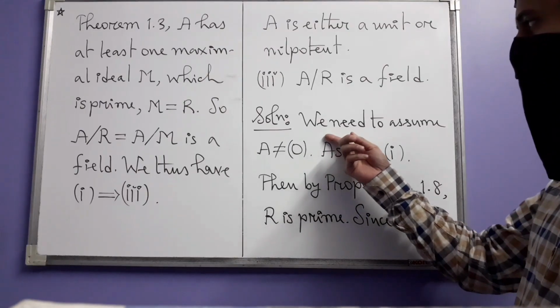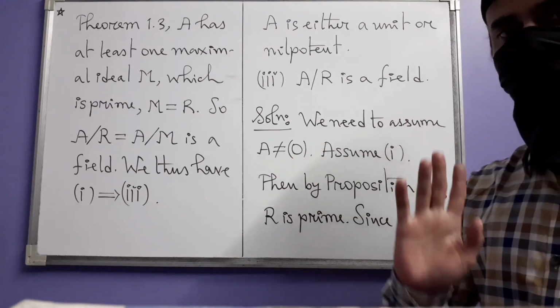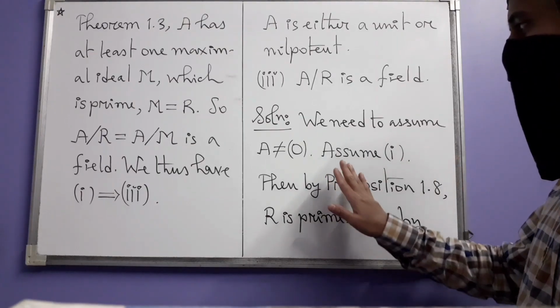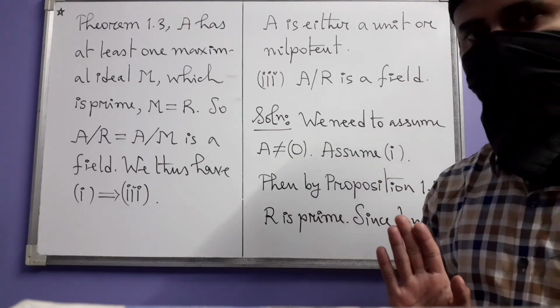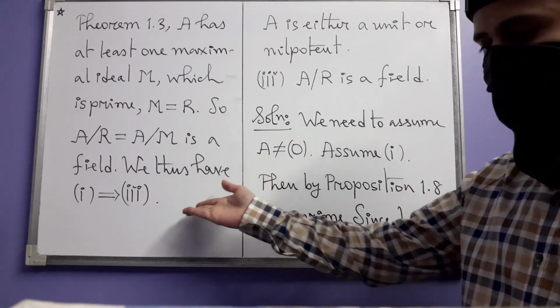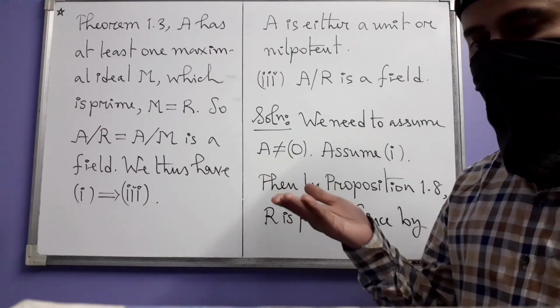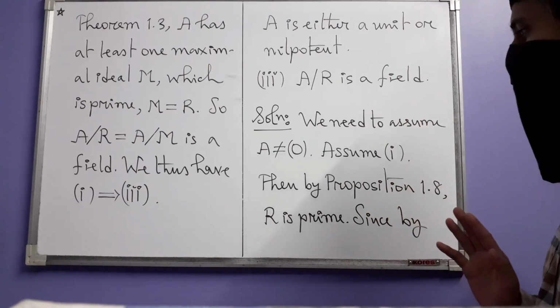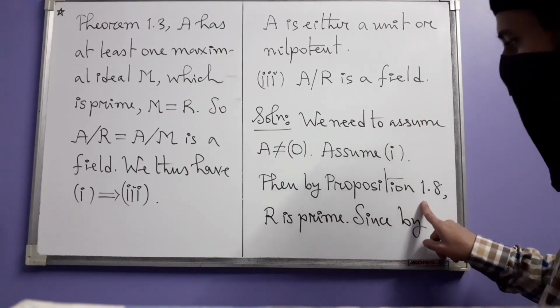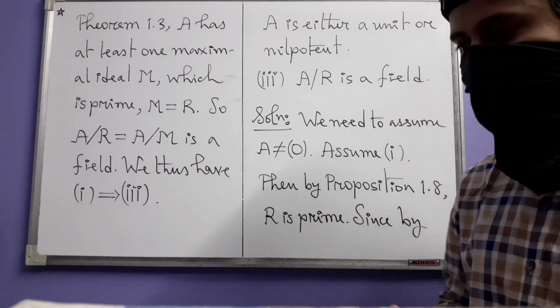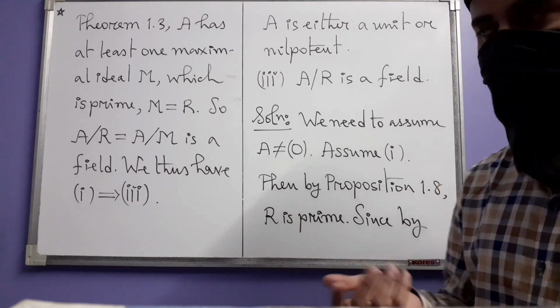So I start like this. We need to assume that A is a non-zero ring. With that assumption, next we assume 1. 1 means statement 1, which you do not see here, but that statement was that our ring A has exactly one prime ideal. Then by proposition 1.8, the nil radical R is prime. How? What is going on?